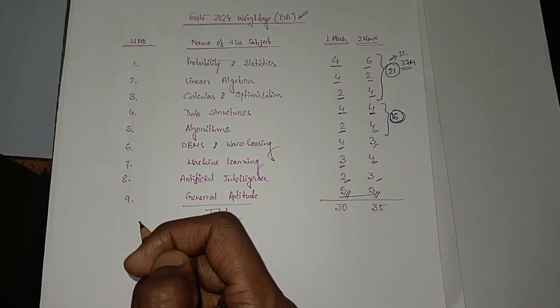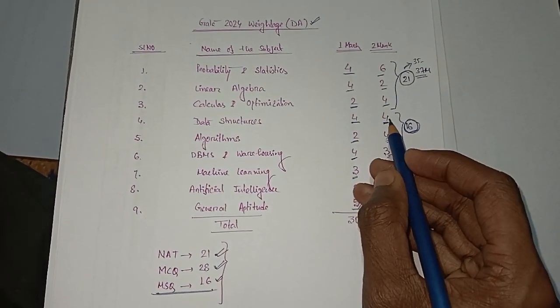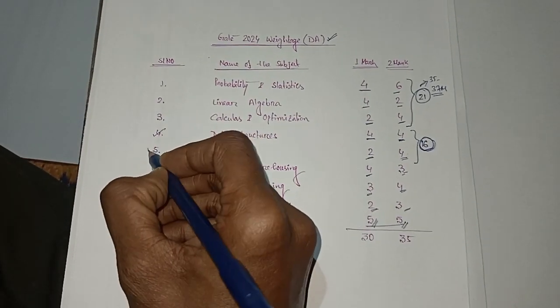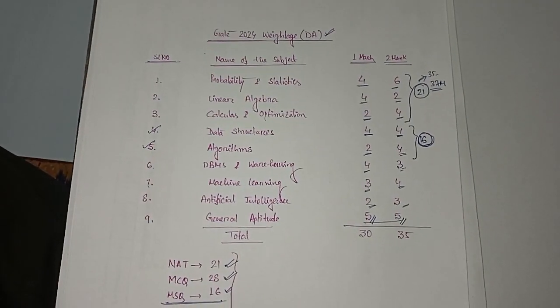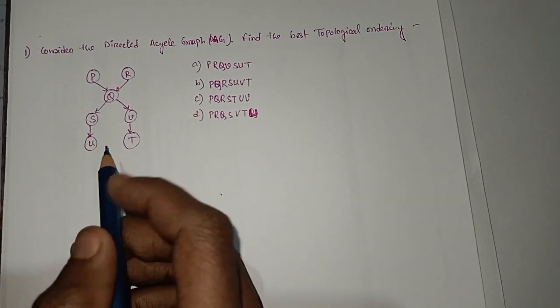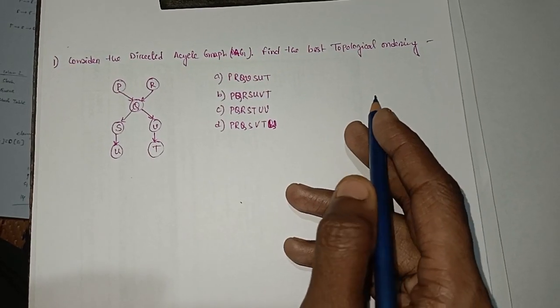So yesterday the DA paper was conducted, and we see that the major portions of the questions came from data structures and algorithms. So we focused on some of the questions about data structures, programming and algorithms. Firstly, we got a directed acyclic graph, and we have to find the topological ordering.